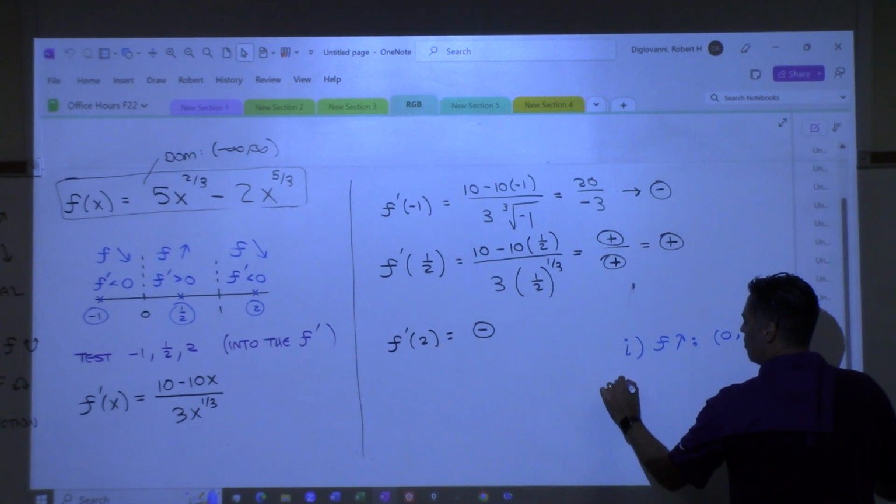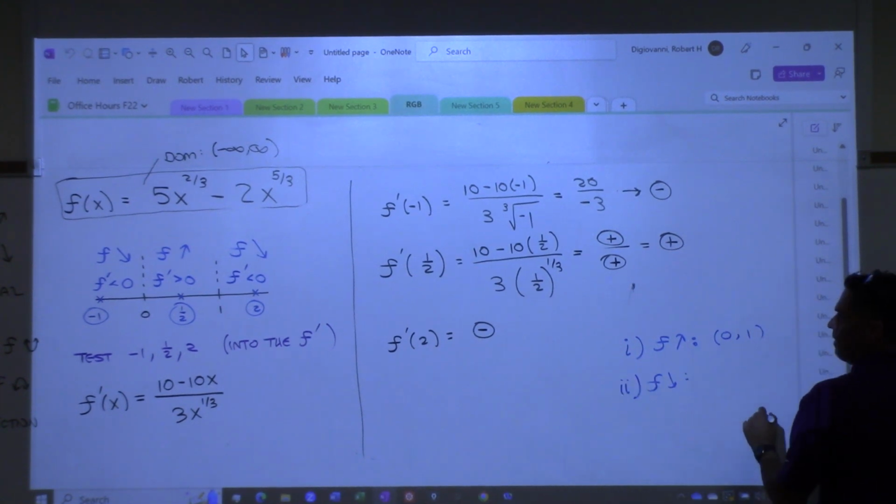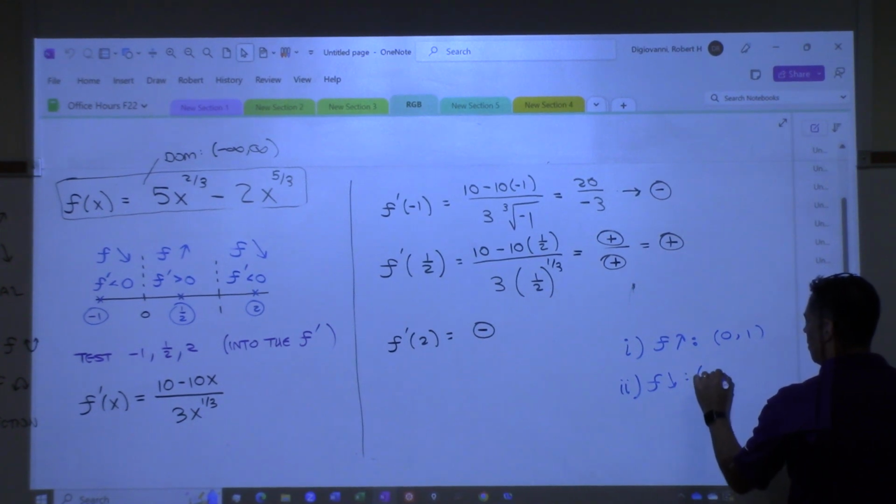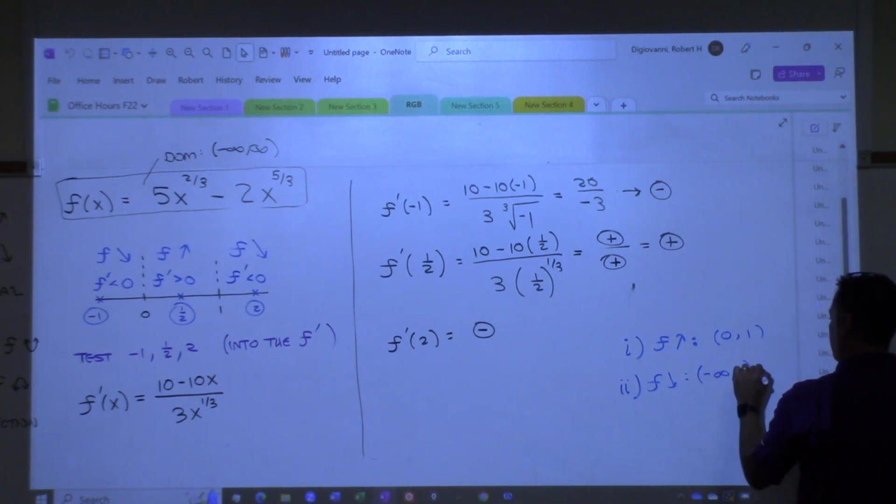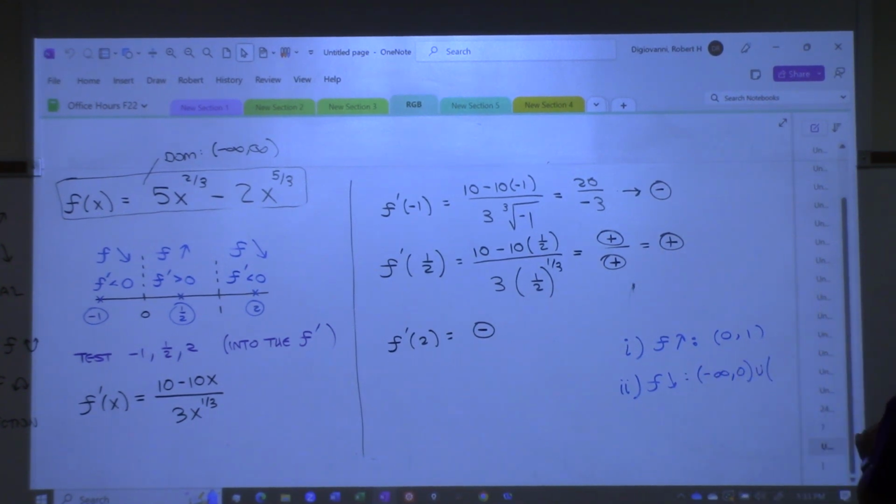For part 2, where's my graph going down? That's a little more complicated. It's everything to the left of 0, so negative infinity to 0, unioned with everything to the right of 1, right?